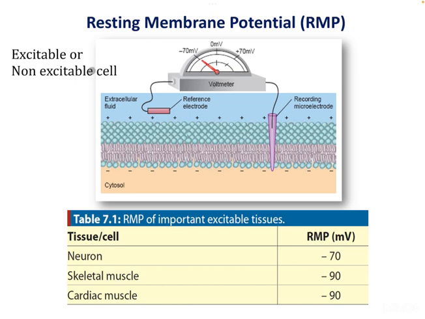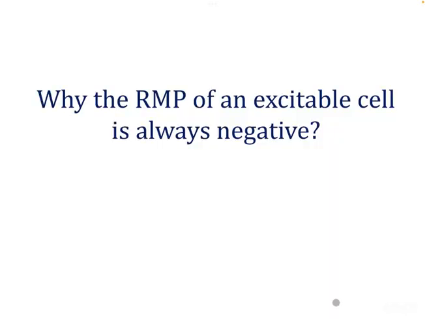Resting membrane potential is shown by both excitable and non-excitable cells. So in excitable cells, a neuron shows a resting membrane potential value of minus 70 millivolt, skeletal muscle shows minus 90 millivolt, and cardiac muscle, that is ventricular cardiac muscle, shows minus 90 millivolt. Now why is the resting membrane potential of an excitable cell always negative? Now let's discuss this.